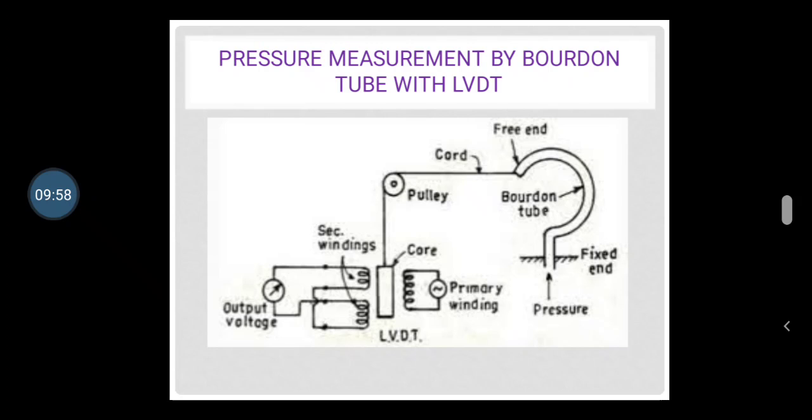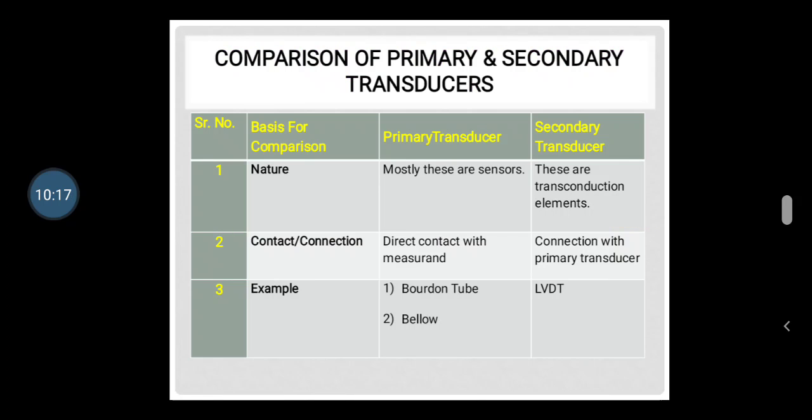So that's why pressure is converted into output voltage by using a Bourdon tube as well as a magnetic core. So that's why a Bourdon tube and LVDT is the example of the secondary transducer. But there is a question that is a comparison between प्राइमरी एंड सेकेंडरी ट्रांसड्यूसर.